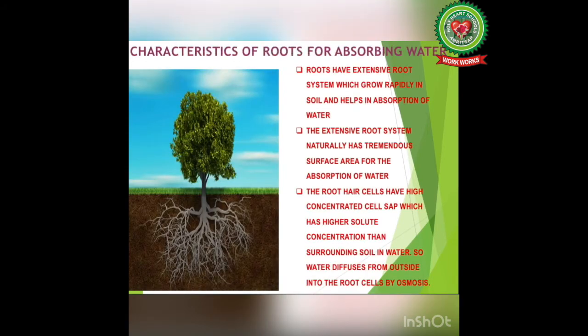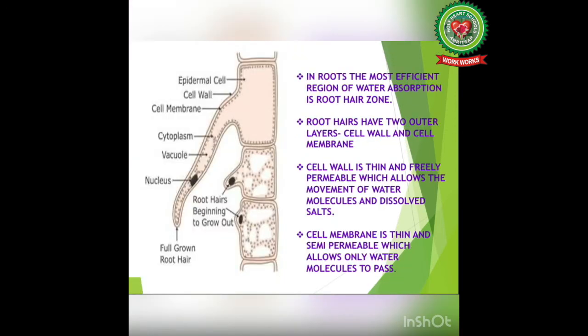Characteristics of roots for absorbing water. Roots have an extensive root system which grows rapidly in soil and helps in absorption of water. The extensive root system naturally has tremendous surface area for absorption of water. The root hair cells have highly concentrated cell sap which has higher solute concentration than the surrounding soil water. So water diffuses from outside into the root cells by osmosis. In roots, the most efficient region of water absorption is the root hair zone.